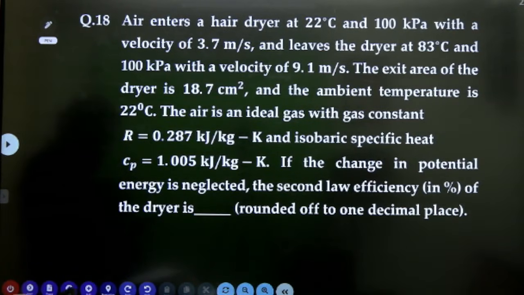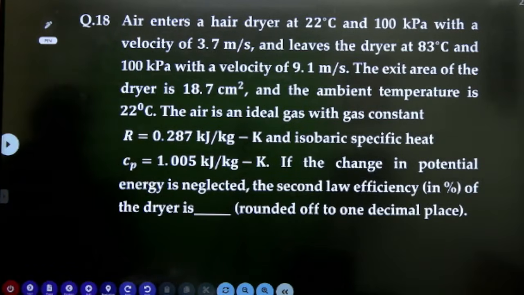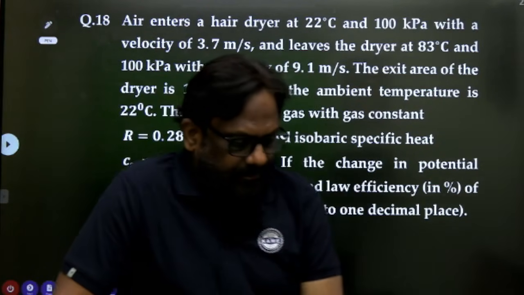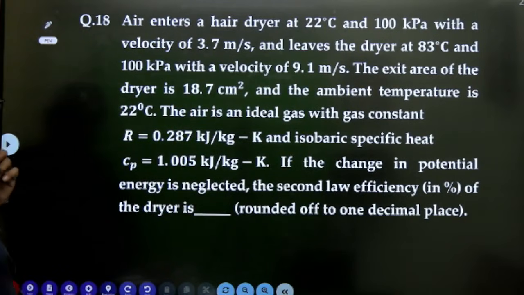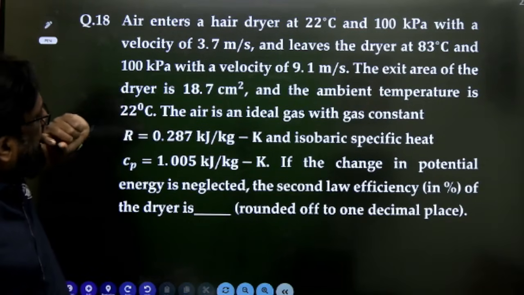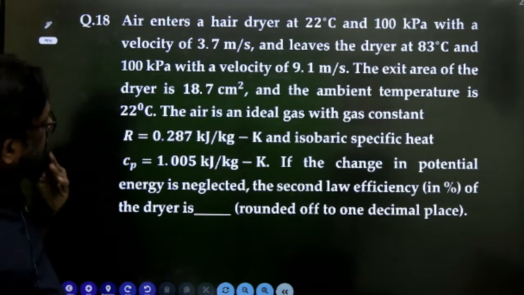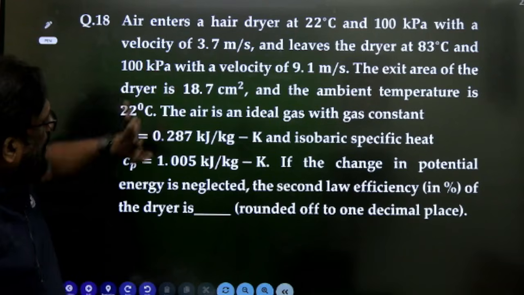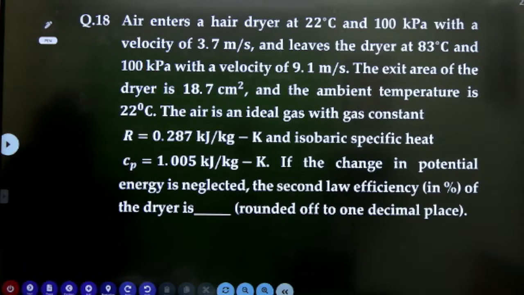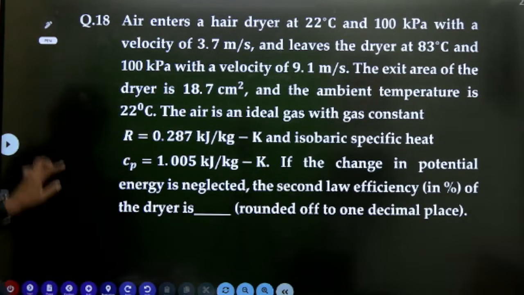Again, you read the question, sir. Again, पढ़ो एक बार. ठीक है, चलिए. मस्त क्वेश्चन है सर. क्या करेंगे सर? एयर इज एंटरिंग अ हेयर ड्रायर एट 22 डिग्री सेंटीग्रेड. तो मुझे ना, मैं एक काम करता हूं सर, आई विल टेक द क्वेश्चन. एक बार पढ़ो आप. इट इज एंटरिंग द ड्रायर एट 22 डिग्री सेंटीग्रेड एंड 100 किलो पास्कल विथ द वेलोसिटी ऑफ दिस. चलो कोई बात नहीं, इधर से ही कर लेंगे सर.